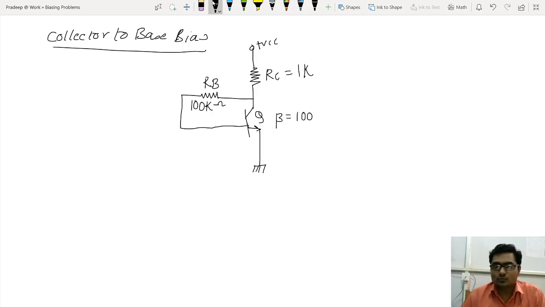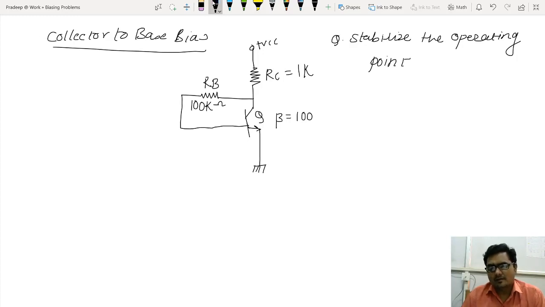They told us to stabilize. Okay, I'll write the question as it is. Stabilize the operating point against beta. So stabilize the operating point against beta is the question for this collector to base bias.